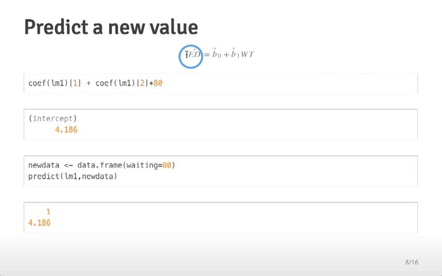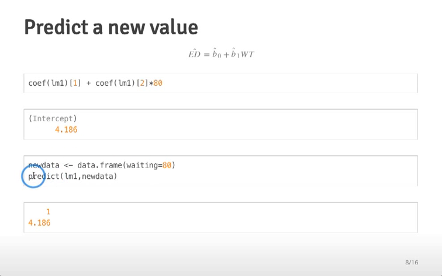So basically the predicted value of the duration is just equal to our estimated intercept plus our estimated slope term times the waiting time. You can calculate that directly by getting the coefficients of the model and multiplying the second coefficient by whatever waiting time you want to predict. In this case, say 80. And we get an estimate for the eruption duration.